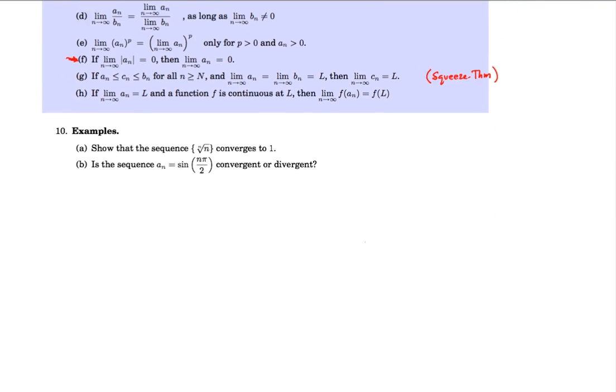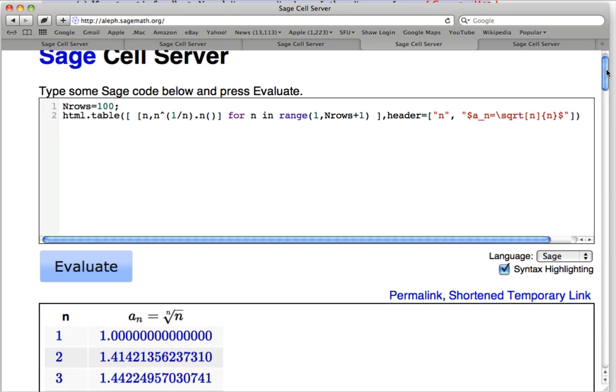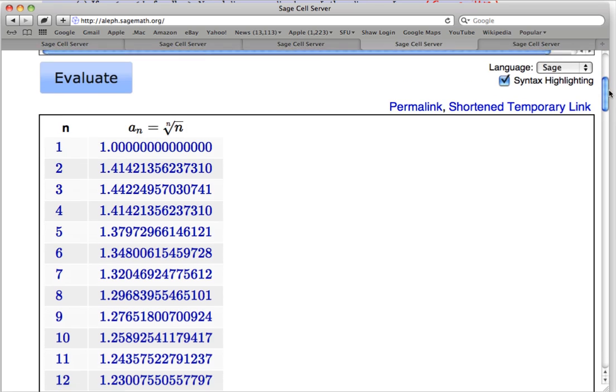So let's look at some examples. Show that the sequence, the nth root of n, converges to 1. I'm just going to have the computer calculate a bunch of values to see if we can spot a pattern. This isn't necessary, of course. We'll see that we can find these limiting values in other ways, but we're still building an intuition up for what it is we're actually doing in this section. So let's have the computer crank out a bunch of values, and let's just look.